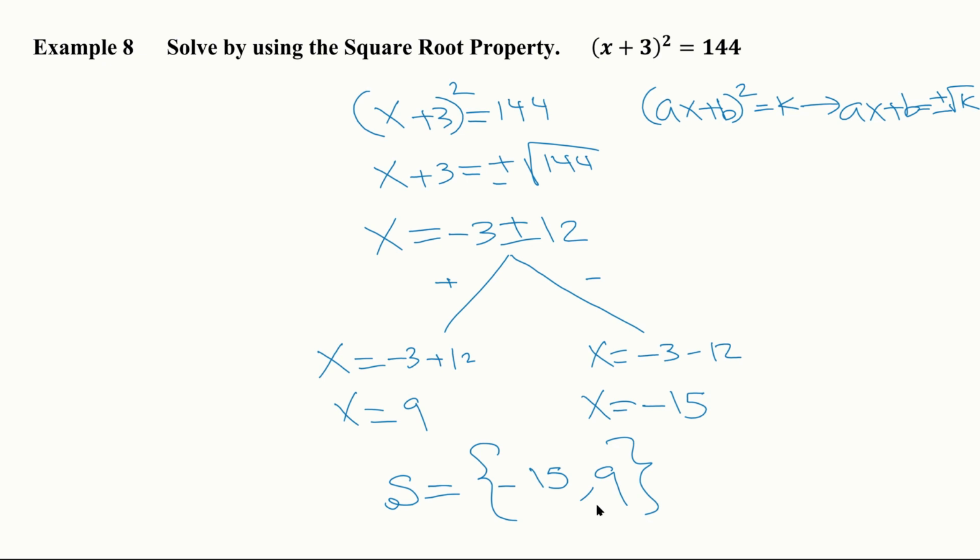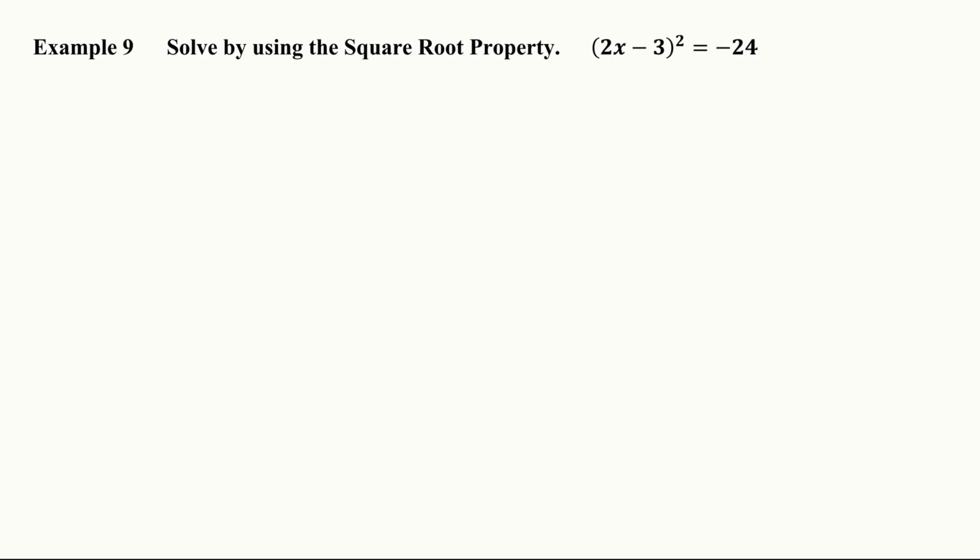All right, so there is that. And of course, a quick check will show you these are correct. Negative 15 plus 3, that's negative 12. What's the square of negative 12? 144. 9 plus 3 is 12. What's the square of 12? 144. So we're good to go. Here's another one for you to try. Go ahead and try it, see what you get, then come back.